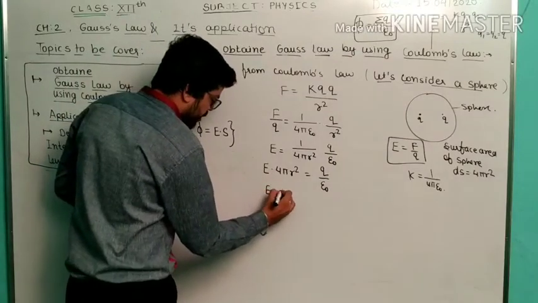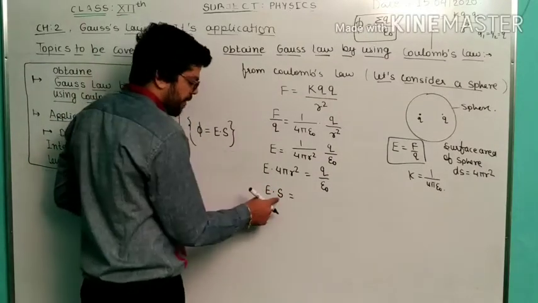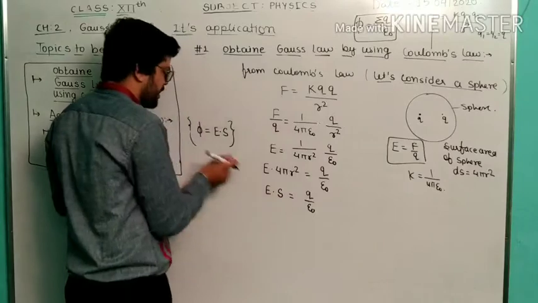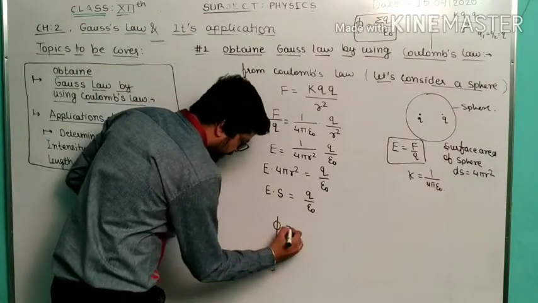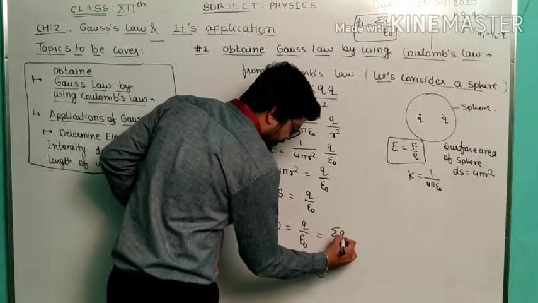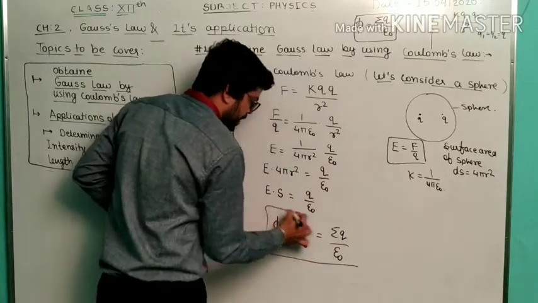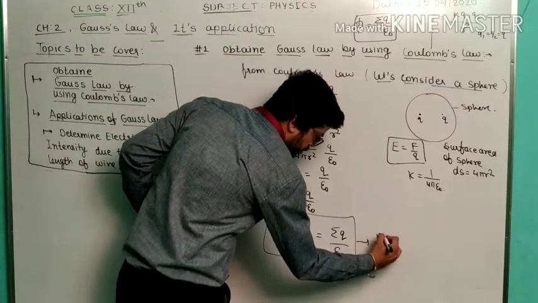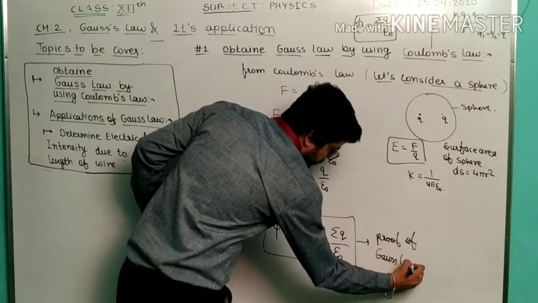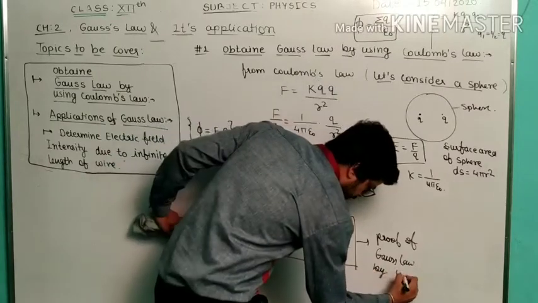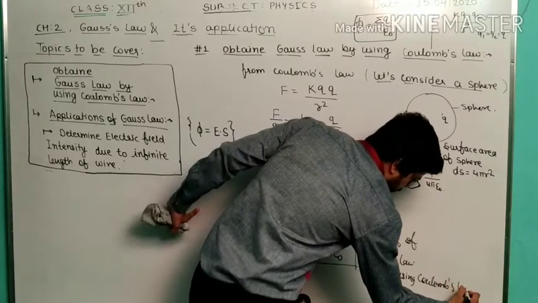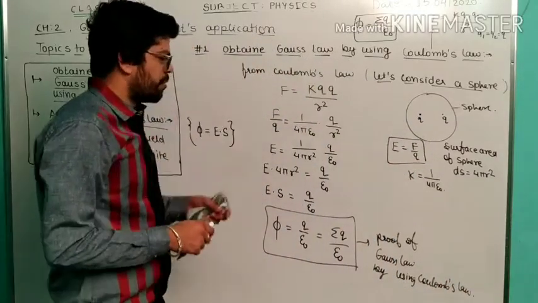So this is E into S, surface area of sphere 4 pi r square, and q upon epsilon naught, and E dot S is the formula of phi. So phi is equal to Q by epsilon naught. If I assume this is the total charge, then the total charge is represented by summation Q upon epsilon naught. So this is a simple proof of Gauss law by using Coulomb's law. I hope you understood some basic ideas.